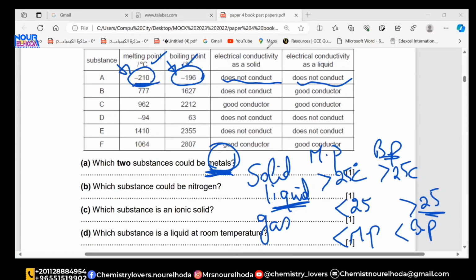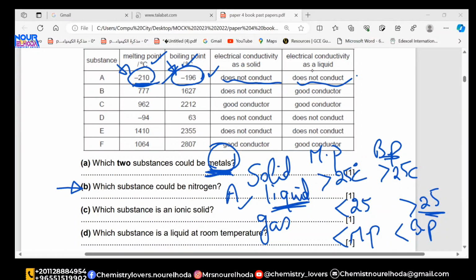But if you are asking about this question, which substance could be nitrogen, I agree with you, it could be A, because both numbers are lower than 25 and at the same time it doesn't conduct electricity. If you are asking about this question, yes, it could be A.